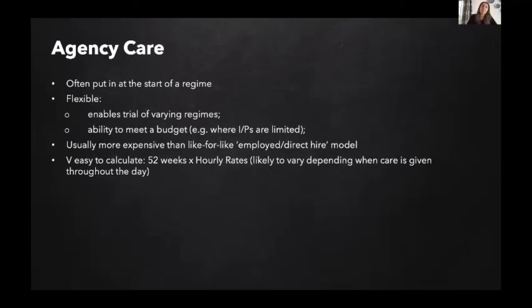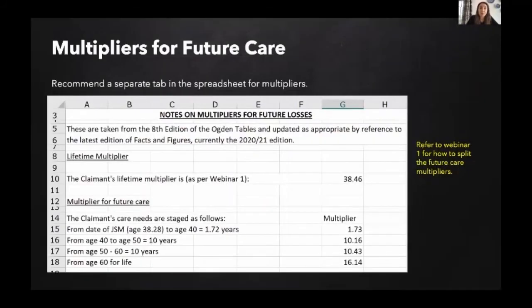Thanks, Ben. And as you've said there, for Penny, for up until age 40, our care expert has recommended an agency care model. So we're going to look at how to calculate the cost of that. But before we get into it, briefly, here are the multipliers that are going to be relevant when we're looking at all of those different phases. The first one being that agency care phase. Anna, do you want to just briefly explain what's on our screen?